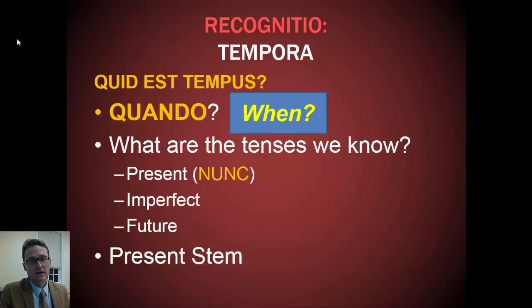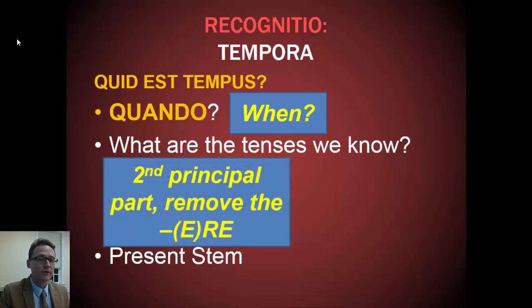All of these tenses use the present stem, and so their morphology is very similar. To remind ourselves, we find the present stem of a verb by going to the second principal part and cutting off the RE, or in the case of the third conjugation and third IO, cutting off the ERE.